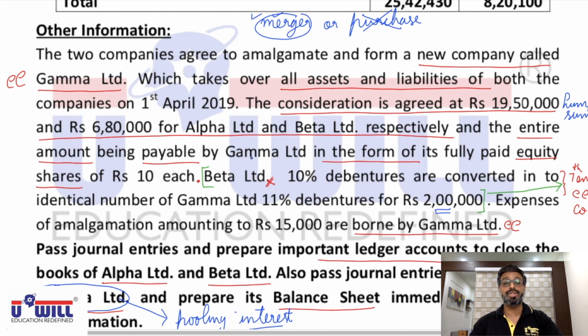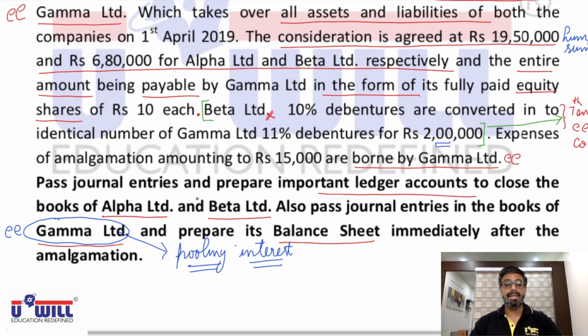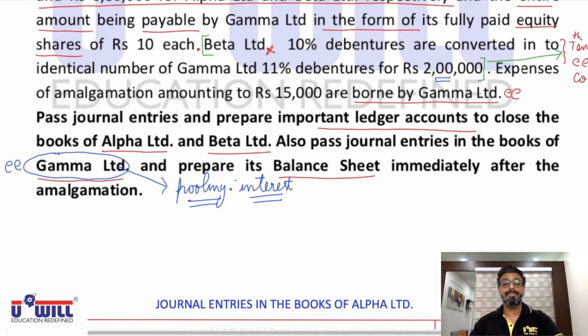Is it amalgamation in the nature of merger or purchase? And secondly, is it lump sum method or net payment method or net asset method of purchase consideration? Based on merger or purchase, you will decide that in transferee company books, we have to apply pooling of interest method or purchase method of accounting. Okay. Now let's start with the solution.